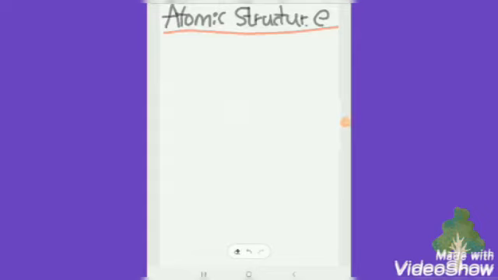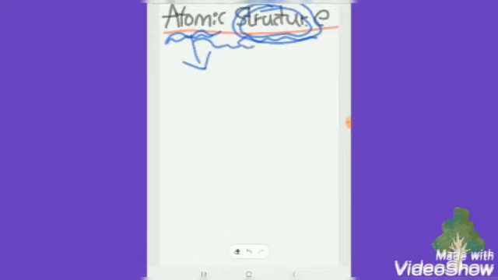So, first of all, let's build up fundamental knowledge about atomic structure. First of all, atom. Structure means design of something. So, atom. You came here to learn what is actually the atom, how it looks, and what it consists of.